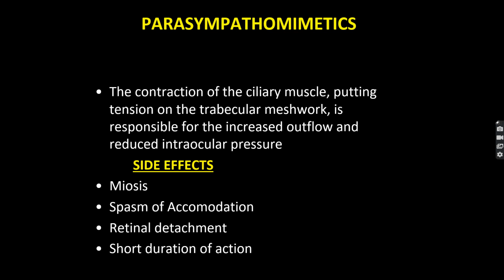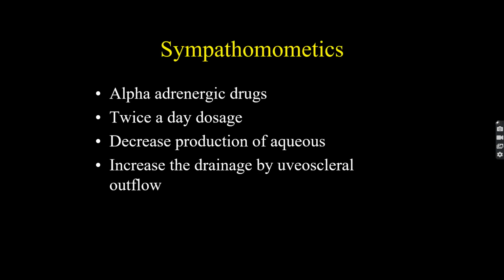These are alpha agonists. As I told you, the sympathomimetics, beta receptors, they increase the production of aqueous. That's why we give beta blockers. Alpha receptors, they decrease the production of aqueous. That's why we give sympathomimetics or alpha agonist drugs. Their dosage is twice a day.